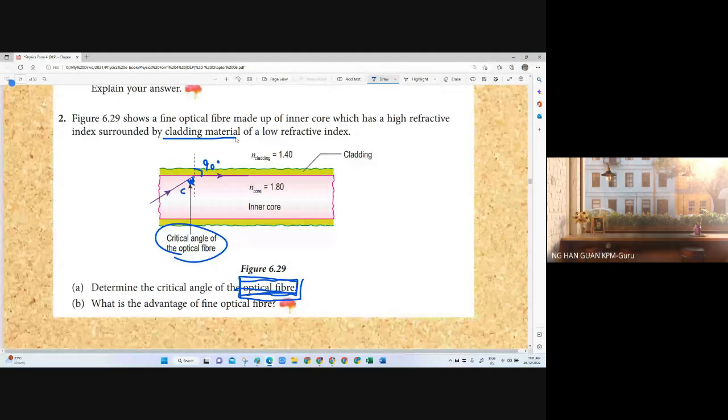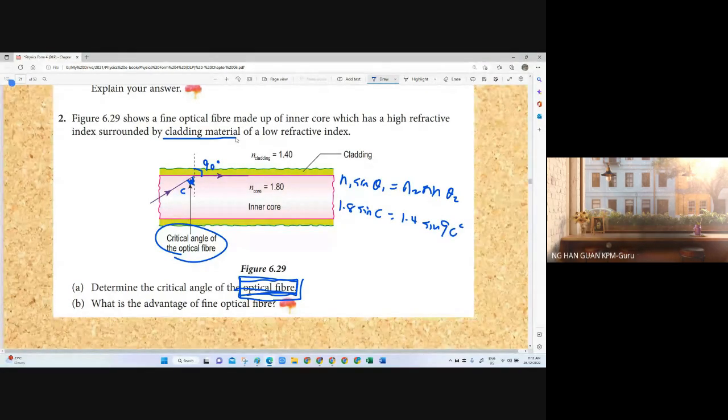So it means there is a critical angle. In this case, we have to apply Snell's law, which is n1 sin theta 1 equal to n2 sin theta 2. By right, according to the diagram, it shows there's a critical angle. So it means that we are not referring to the refractive index of the inner core only. We are referring to the ratio of the inner core and the outer cladding. So it should be 1.8 sin C equal to 1.4 sin 90 degrees. It should be like this.